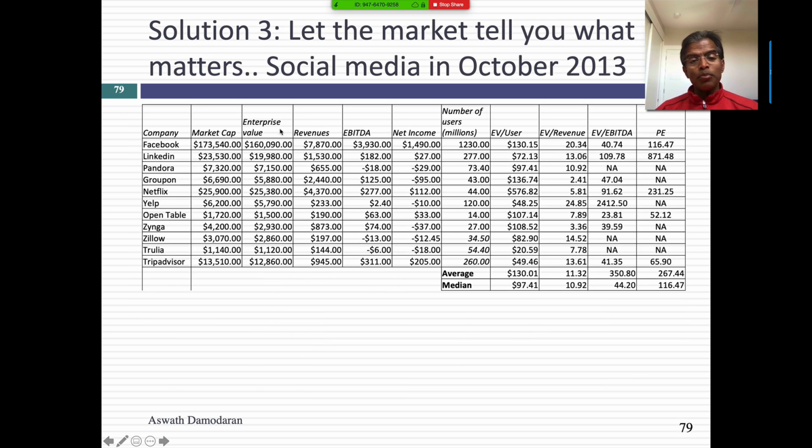Go back to the previous page. I computed enterprise value per user. So just take the EV and divide by number of users. I've got an EV per user. It varies across companies. It is very high for Netflix. Why? It's a subscription-based business. And among the user-based companies, it's very high for Facebook and Groupon. But the median value across these companies is about $97. So you see, what does that tell me? Roughly speaking, the market seems to be paying about $100 per user.